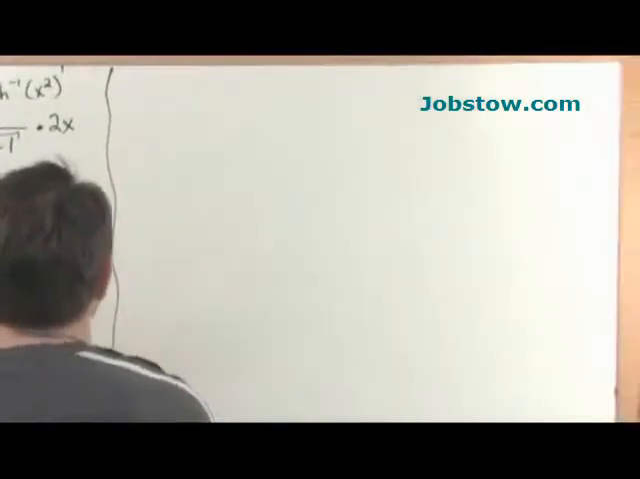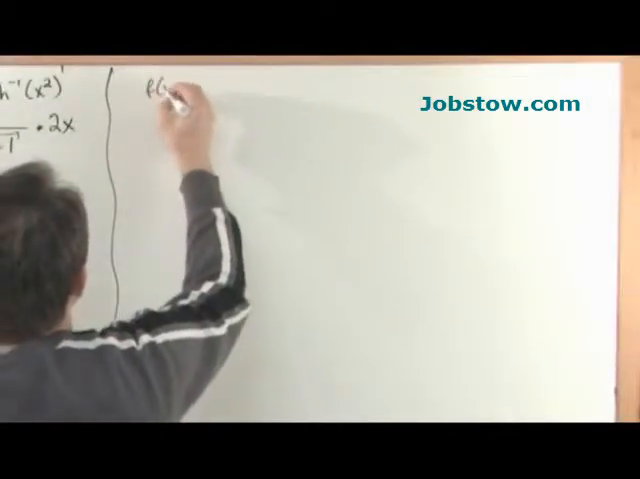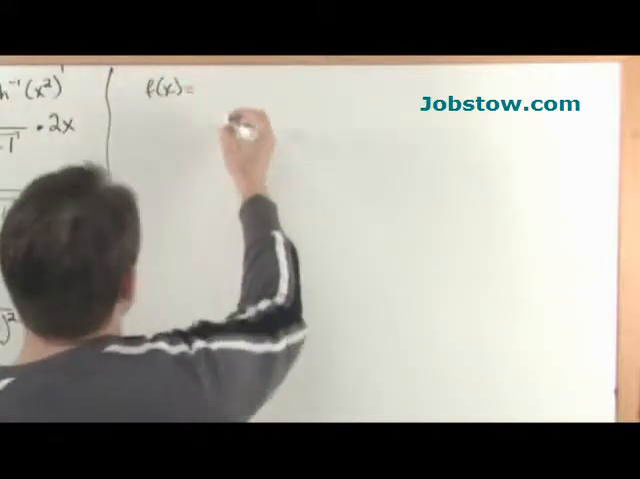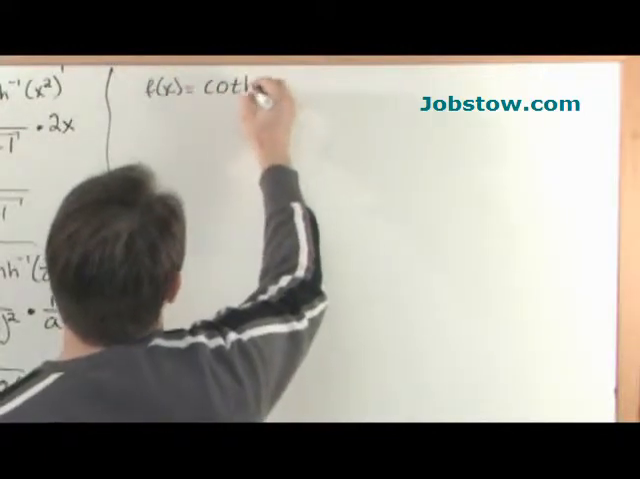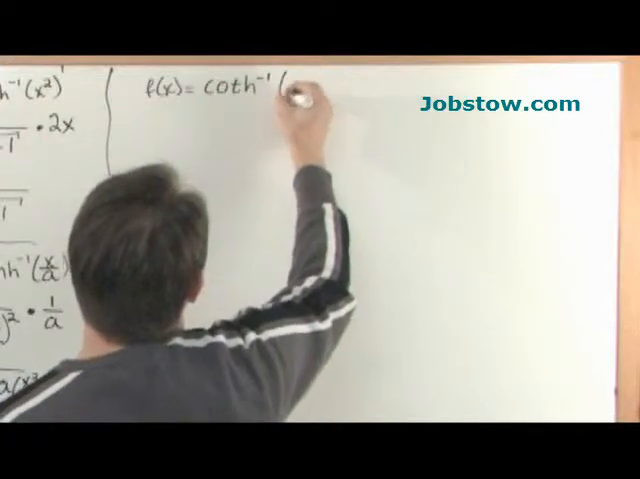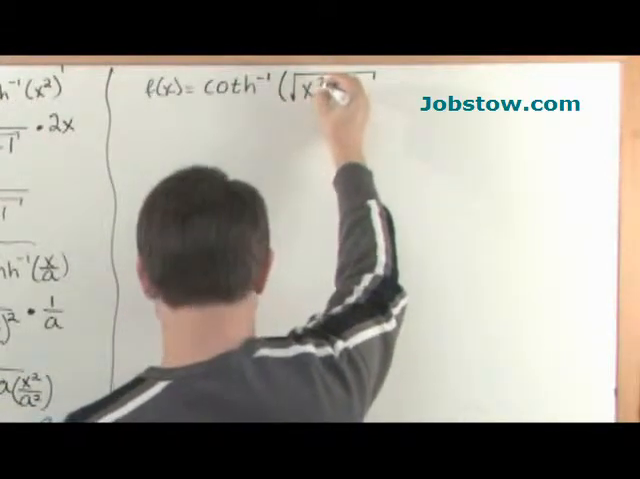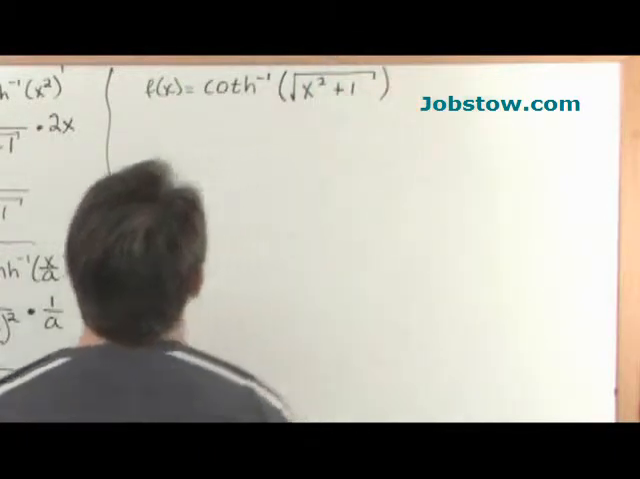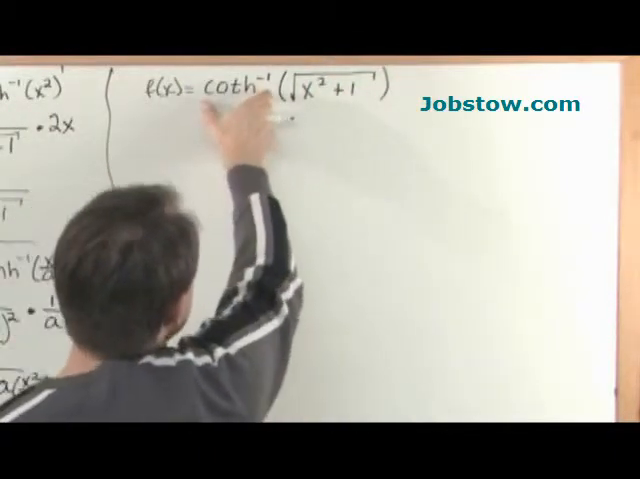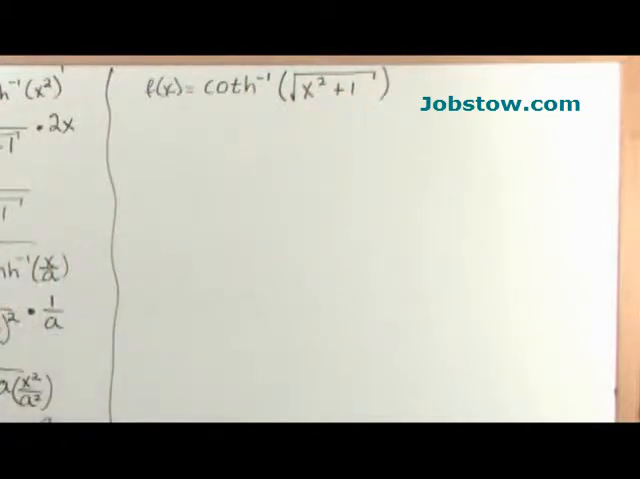What if you had f of x is equal to the inverse hyperbolic cotangent of the square root of x squared plus 1? So here you have the hyperbolic cotangent inverse of a pretty ugly looking radical. Again, it's the same thing. It's the chain rule. It's just that this one's going to get a little bit uglier.